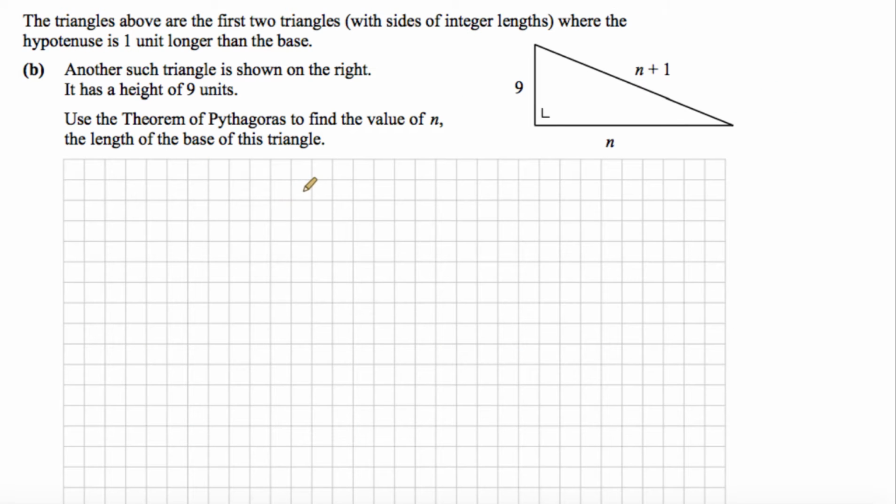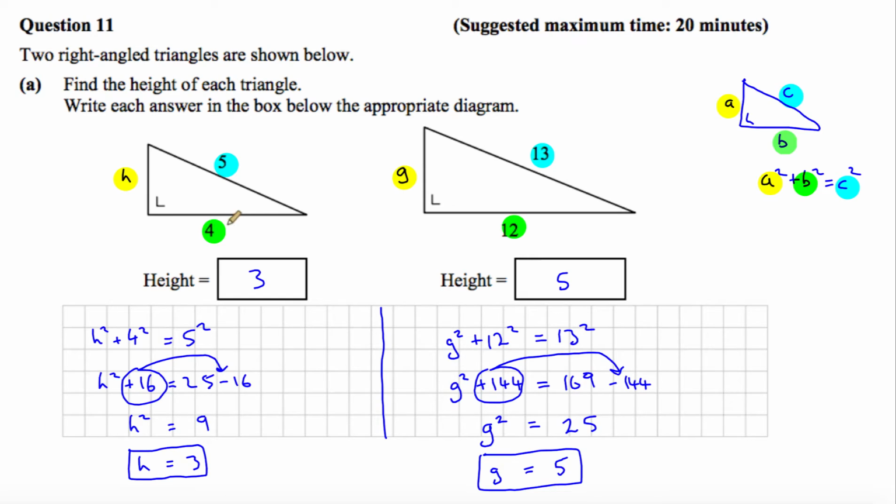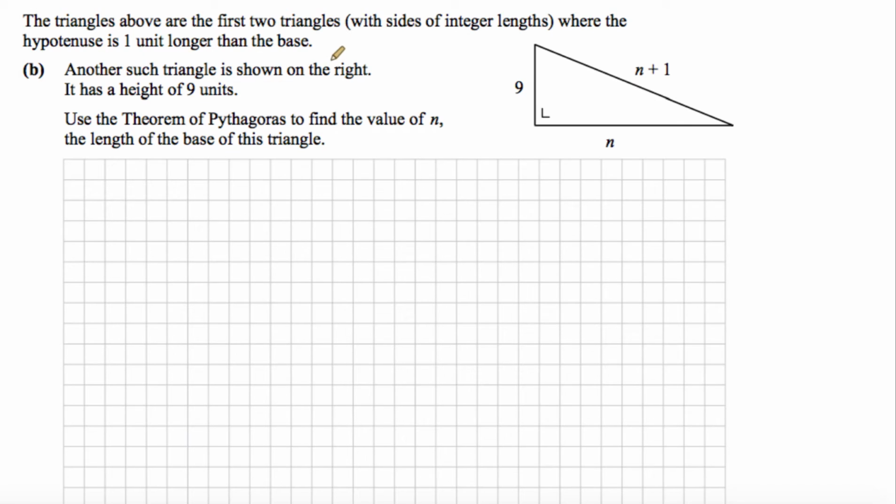Okay, part B. The triangles above are the first two triangles with sides of integer lengths, where the hypotenuse is 1 unit longer than the base. So integer length is a whole number, positive or negative. So we can see that the hypotenuse is 1 unit longer than the base. 5 is 1 bigger than 4. 13 is 1 bigger than 12. So that's what they're talking about.